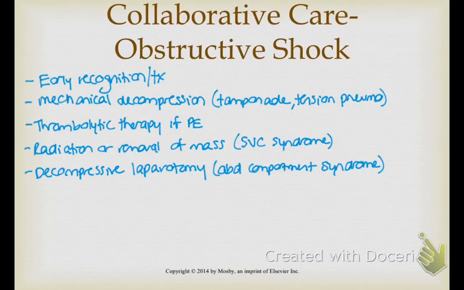And then last, obstructive. Again, early recognition and treatment. Fast. So, if it's a tamponade or a tension pneumo, we're going to decompress. That's when we use that needle decompression. That's why we have that. If it is a pulmonary embolism, we start thrombolytics. If there's a mass, like superior vena cava syndrome, then we're going to remove the mass.